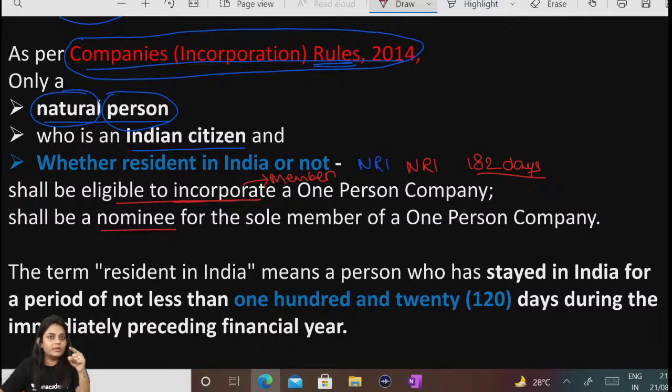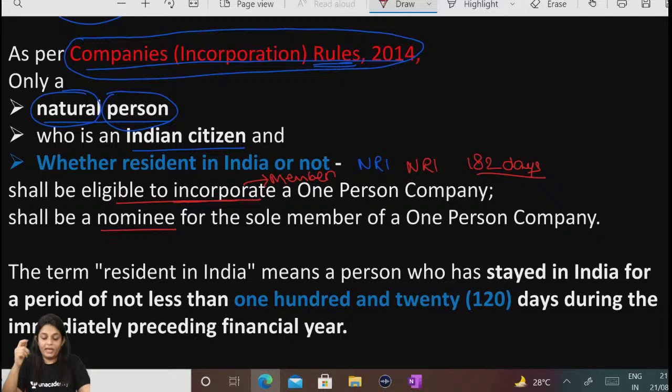I hope you all know the difference between year and financial year. No, the shares of an OPC cannot be transferred to a company, because it would again be a company holding an OPC. That cannot happen, right? Do you know the difference between year and financial year? Yes, April to March.